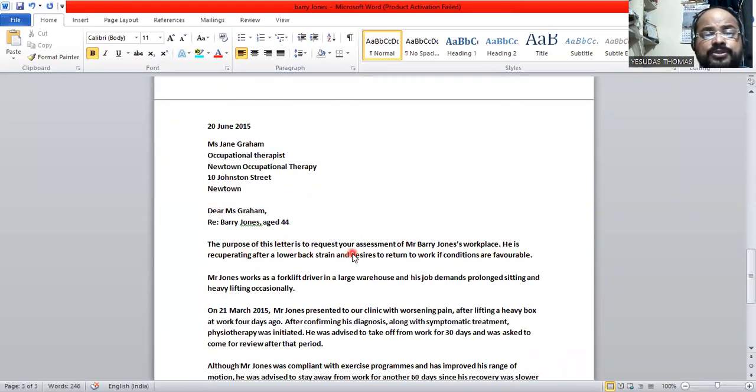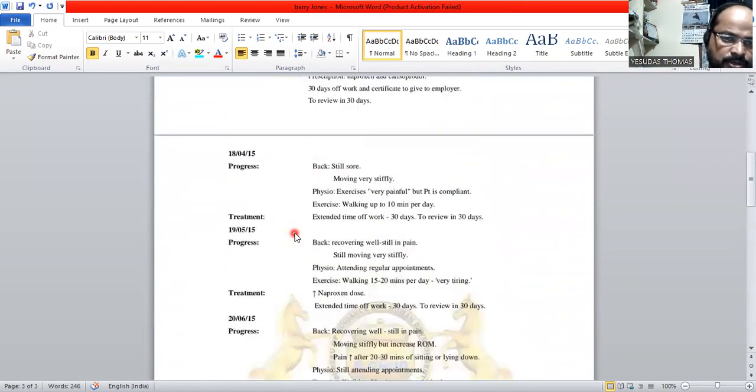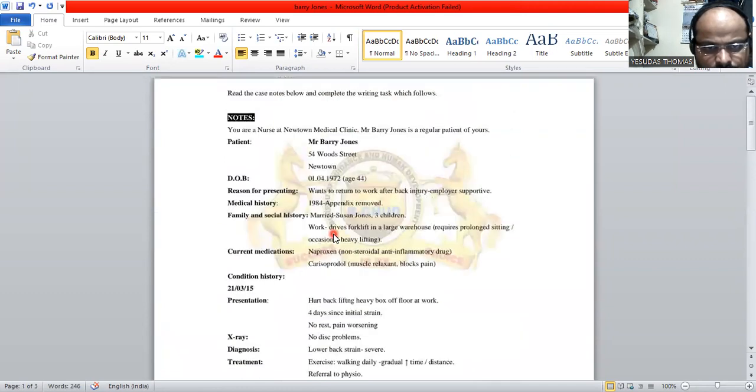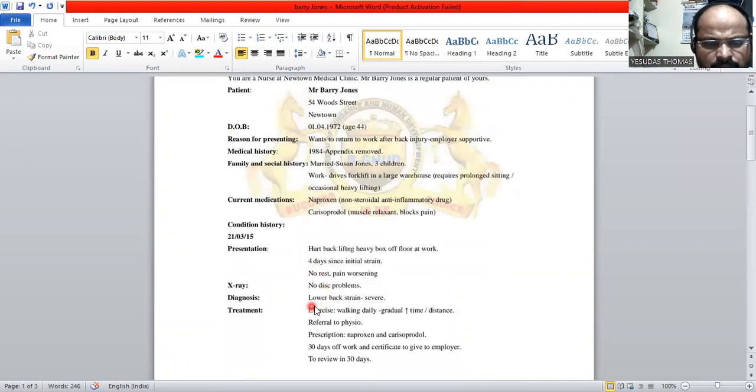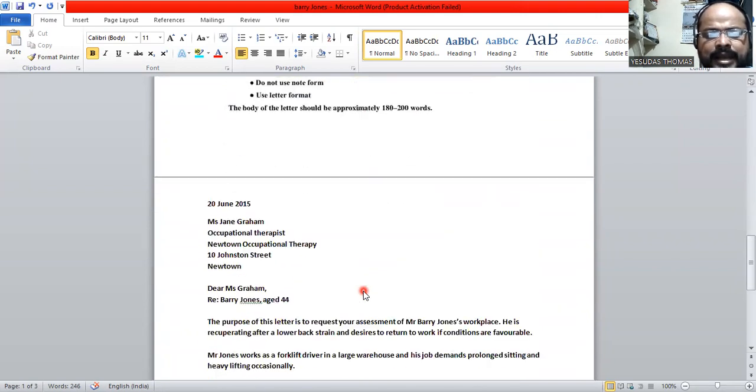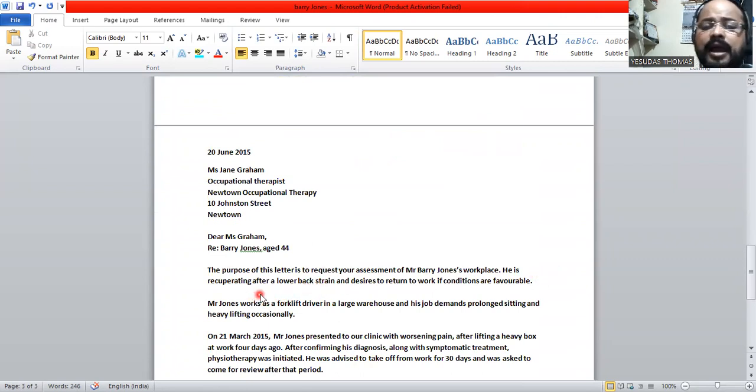The purpose of this letter is to request your assessment of Mr. Barry Jones's workplace. Okay, very clearly said. Who is Mr. Barry Jones? He is recuperating after a lower back strain and decides to return to work if conditions are favorable. The diagnosis is a severe lower back strain. He is improving his condition, and if conditions are favorable, he wants to work. He needs to work.